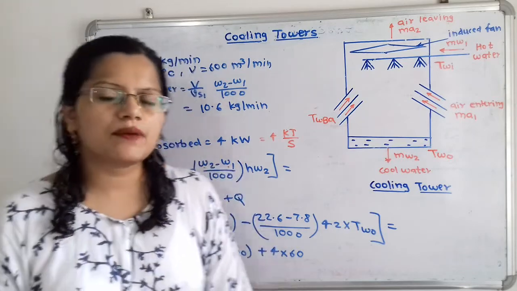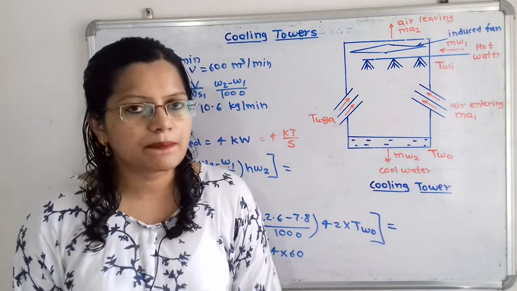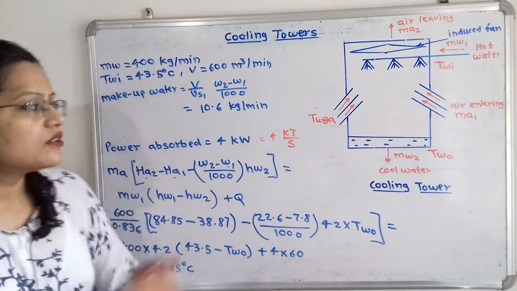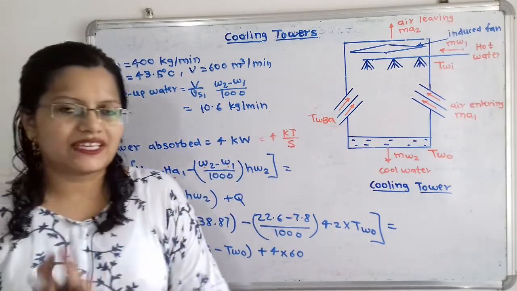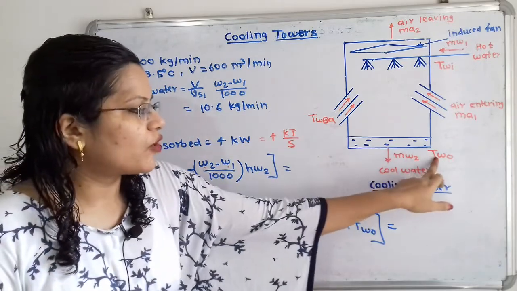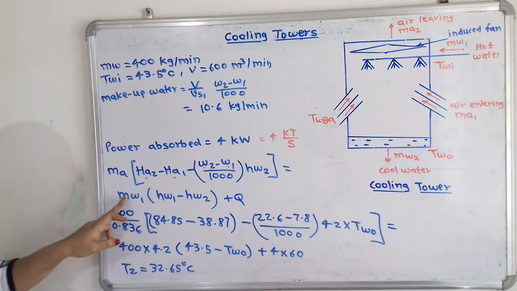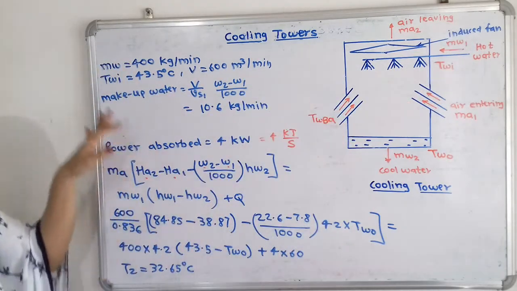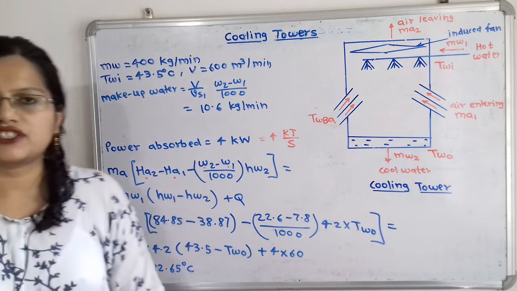So for this HW2 means what? That is the specific heat multiplied by the temperature. That is CPW multiplied by the temperature of water leaving the condenser, leaving the cooling tower. So here Cp is 4.2, that is the specific heat of water. We have to take 4.2 multiplied by the temperature of water, that is TW2, is equal to again MW1. This MW1 is also given, that is when the water enters inside the tower. MW1 400 multiplied by, now here, HW1 minus HW2.